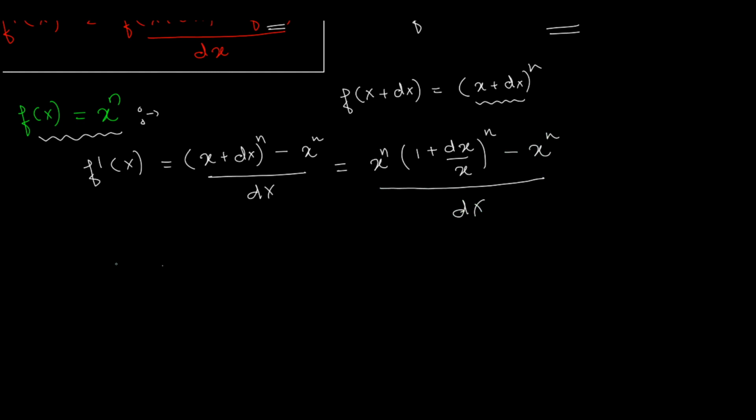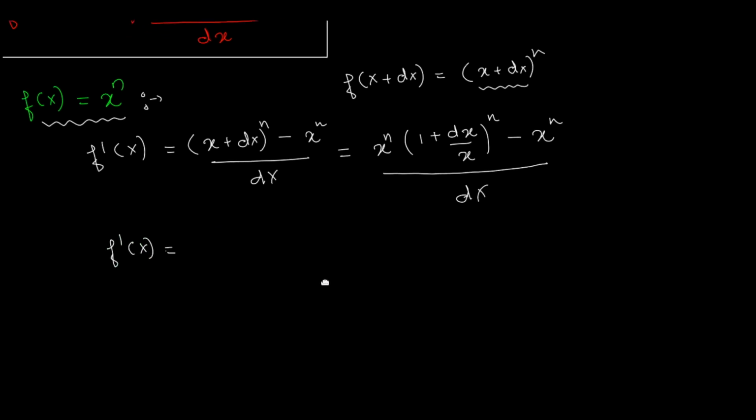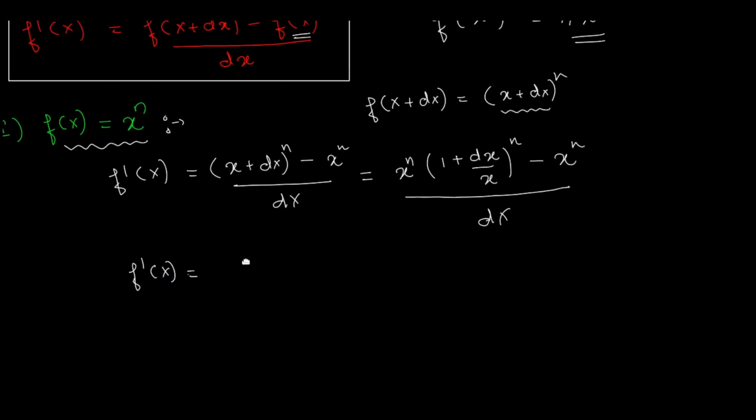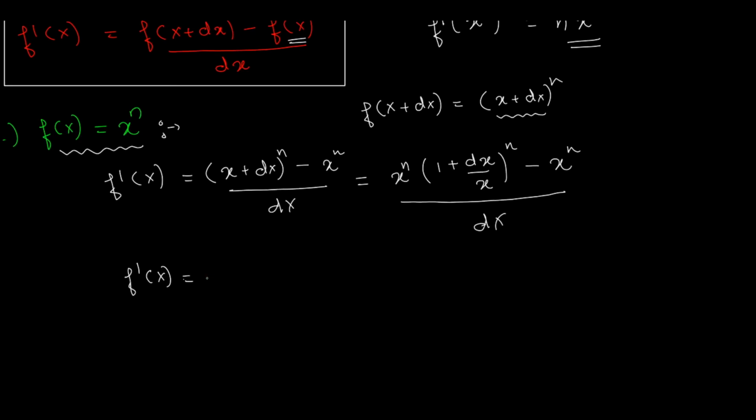Or I'll continue evaluating this. F dash of x is still equal to x to the n into, I'll see what I can do about that bracket in a minute. At least I'll write the rest of the variables, to the n divided by dx.